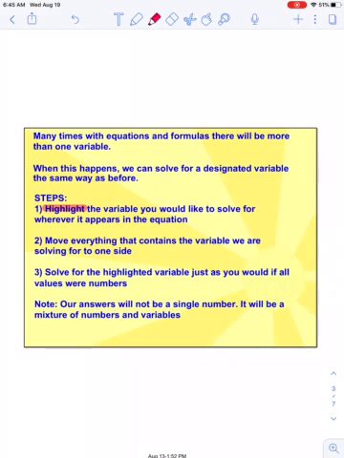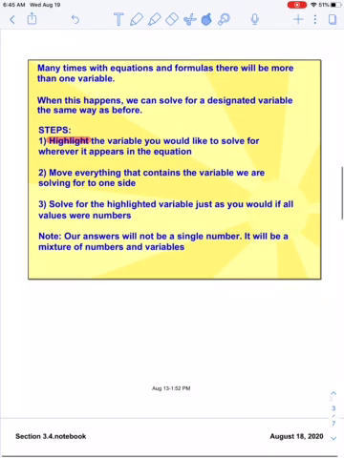So we're always going to start by highlighting the variable that we need to get by itself. Okay? Then you make sure that variable is all together in all the same places, and then move anything that doesn't have that highlighted variable to the other side, just like you would when you were solving anything else. Okay?